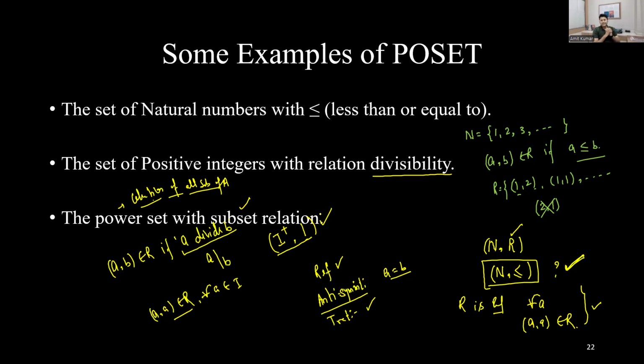Talking about anti-symmetric: if A is a subset of B and B is a subset of A, then A and B must be the same set. Hence, the power set of A, or any sub-collection of it, with the subset operation is a partially ordered set, or poset. So this is how we can understand a poset with the help of these three examples.